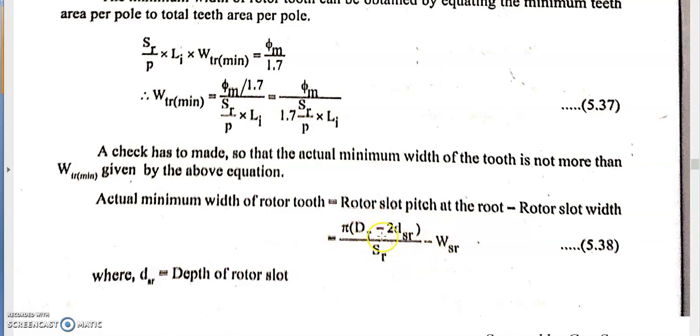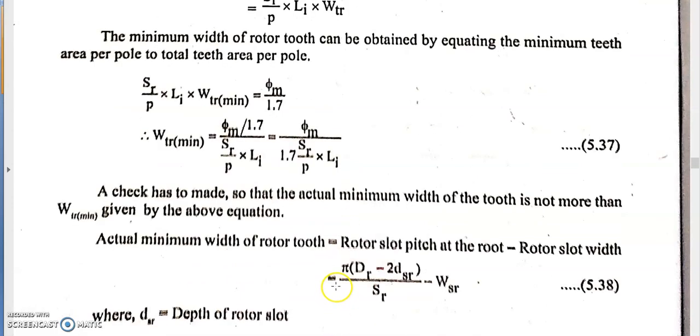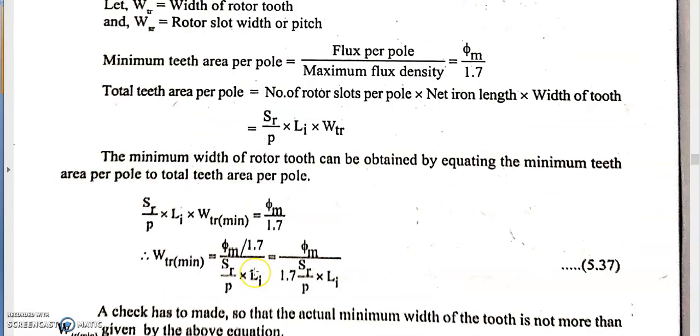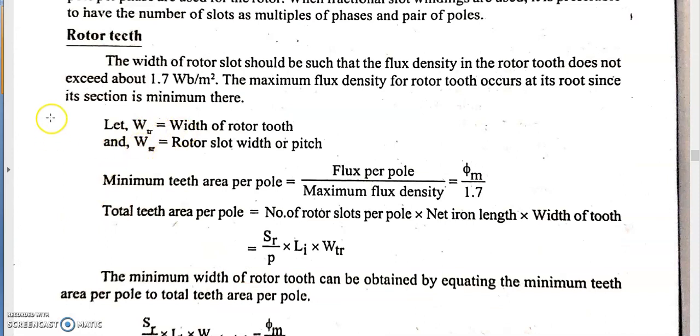The rotor slot pitch includes one width of rotor slot and one width of rotor tooth. So we calculate the width of the rotor tooth by subtracting the width of the rotor slot from the rotor slot pitch. So we will get the minimum width of the rotor tooth. How we verify whether this condition is correct or not is by verifying it with the tooth flux density. This procedure is actually very similar to the stator teeth.